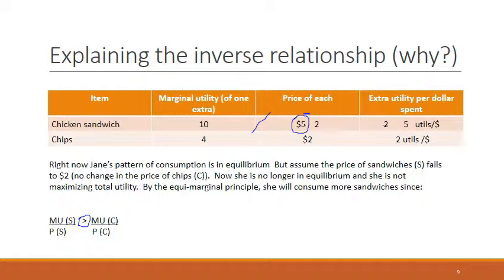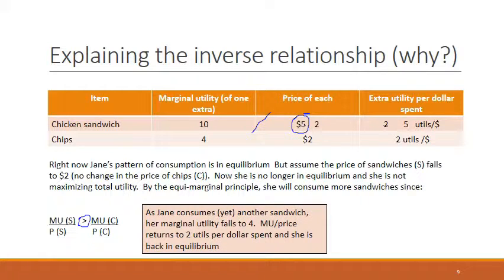If we now think about the equimarginal principle, there's basically only one, maybe two options that she has. Think about the diminishing marginal utility concept. That means the more sandwiches she consumes, this marginal utility is actually going to fall. And that's what Jane needs to do to get back into equilibrium.